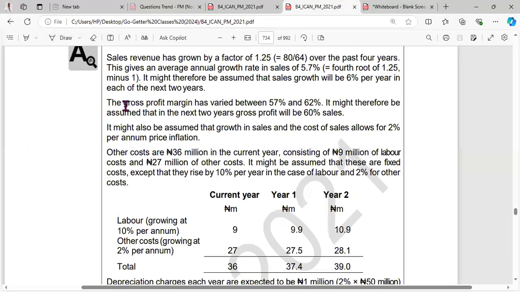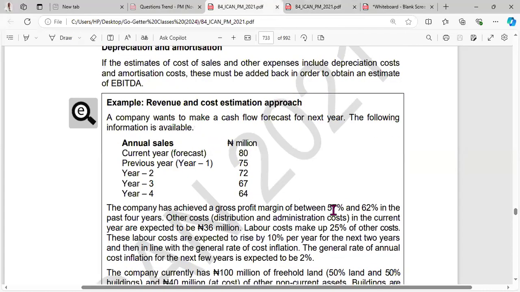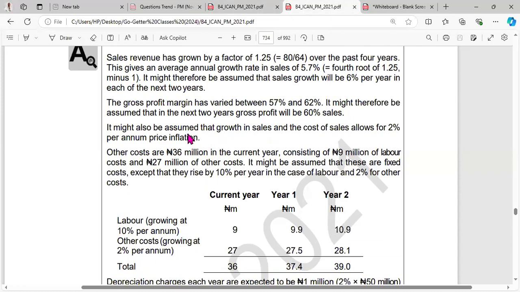The gross profit margin has varied between 57 and 62. We were told in the past 4 years. So like what we did before, it might also be assumed that the growth rate in sales and cost of sales. Okay, sorry. It might therefore be assumed that in the next 2 years the gross profit will be 60%. Let's see how we can do that.